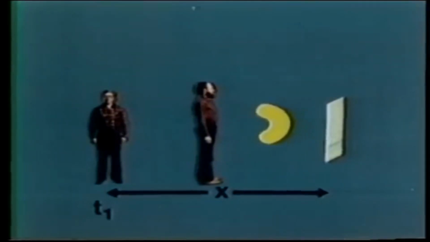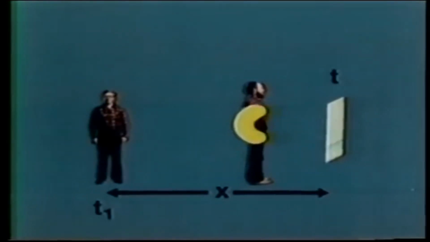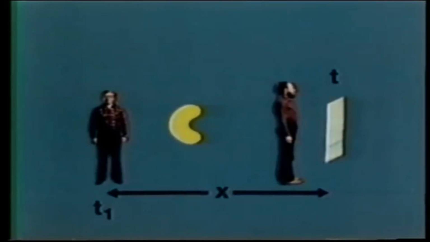Imagine I'm situated with a mirror placed x from me. As usual, I observe Jeremy going by. A pulse of light also passes me at time t1 and then passes Jeremy. The light pulse then hits the mirror at time t. On reflection, the light pulse then passes Jeremy again and then me at time t2.